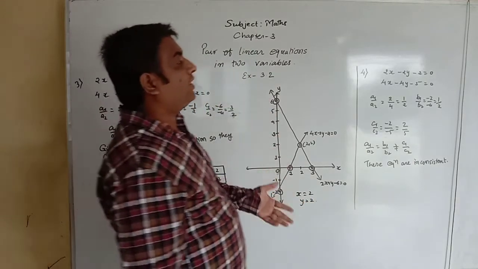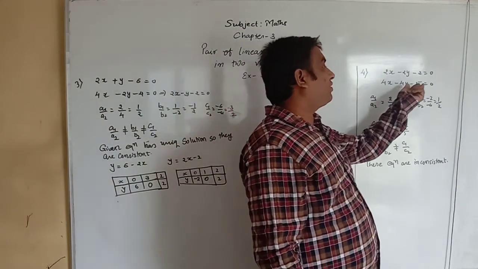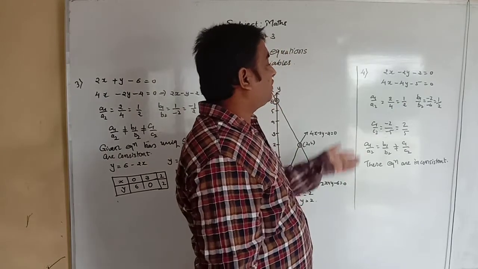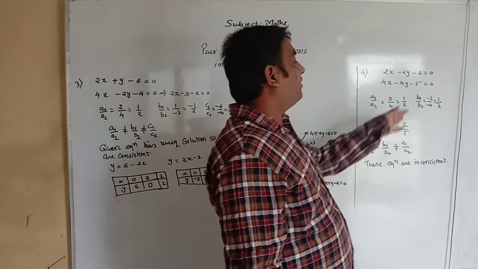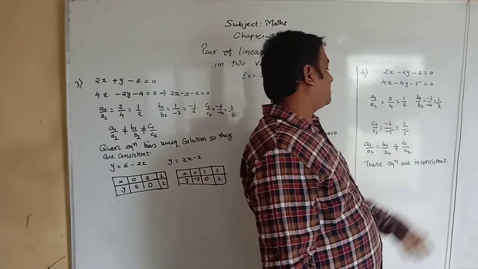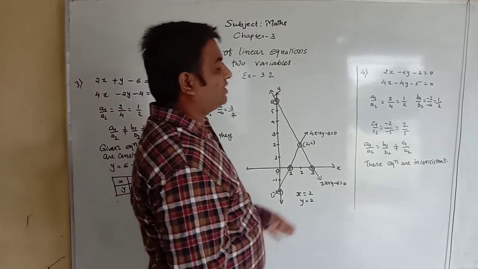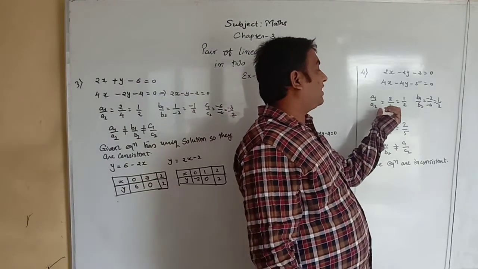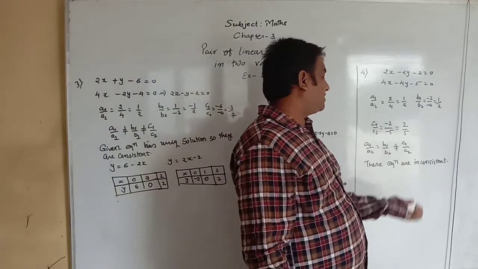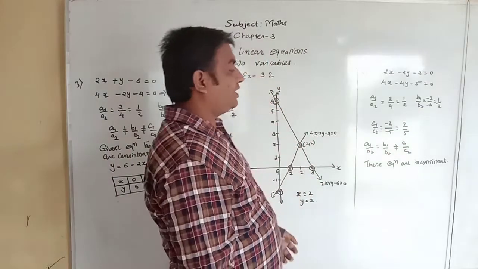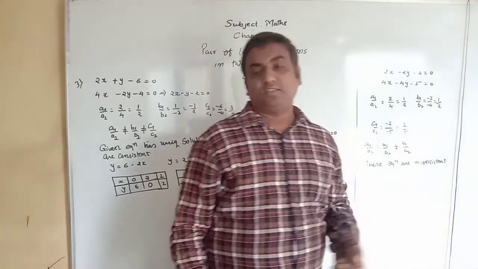Now question 4: we have 2x minus 2y minus 2 equals 0 and 4x minus 4y minus 5 equals 0. So we take a1 by a2, it is 2 by 4, equal to 1 by 2. b1 by b2 is minus 2 by minus 4, it is 1 by 2, and c1 by c2 equals minus 2 by minus 5, which is 2 by 5. So we can see that a1 by a2 equals b1 by b2, which is not equal to c1 by c2, and so they do not have any solution, and the given equations are inconsistent.